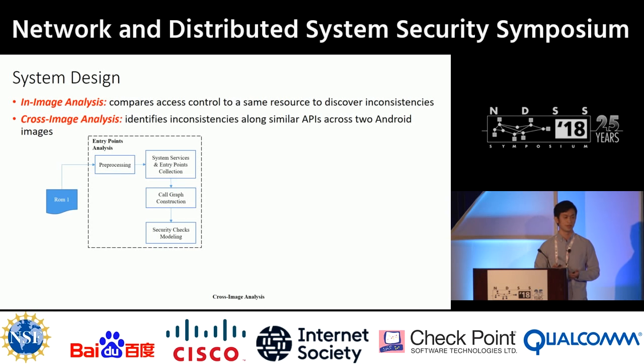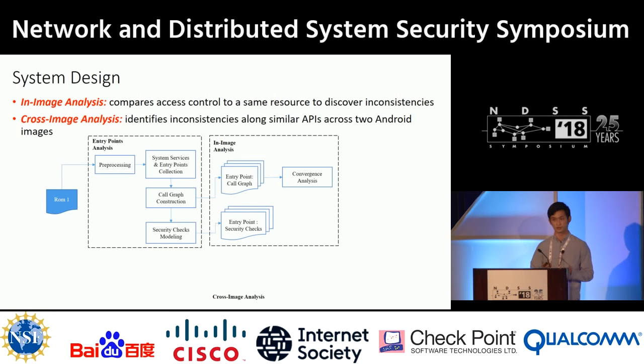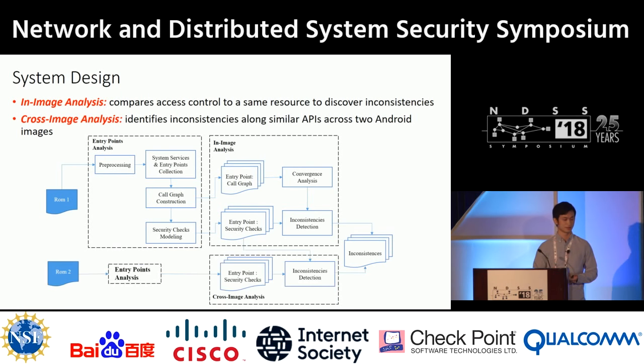To conduct in-image analysis, we will first do a convergence analysis for all the entry points to identify if two different entry points lead to the same sink. And then we compare the modeled and normalized security checks of the two different APIs to see if there are any inconsistencies. For cross-image analysis, we compare the access control enforcement of the same public API across different images and report inconsistencies.